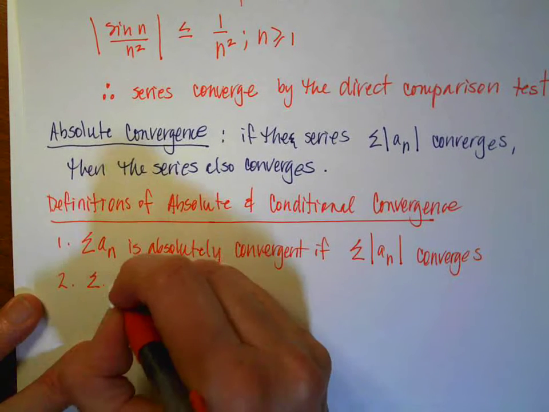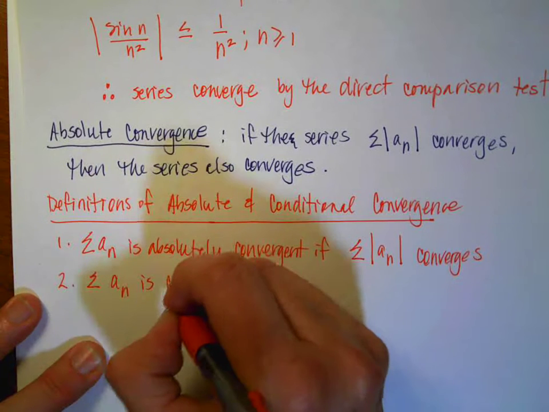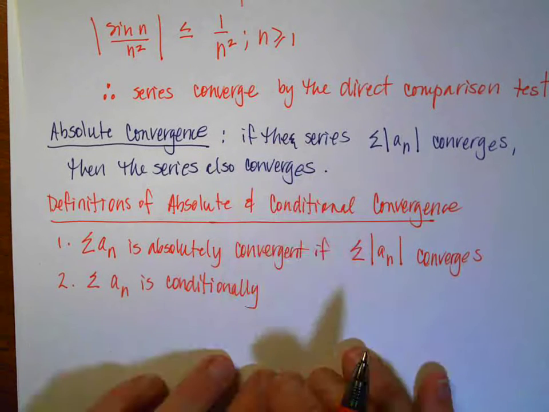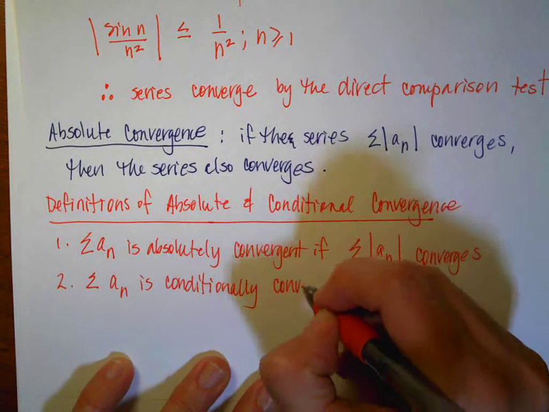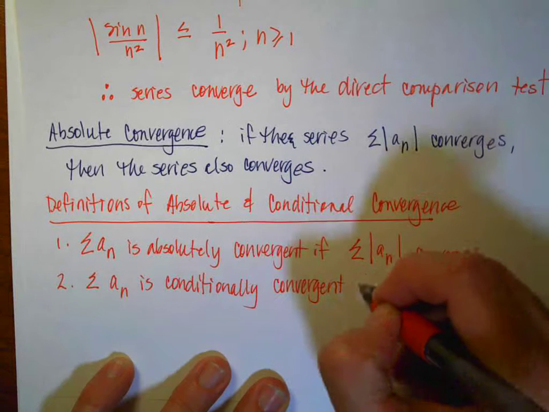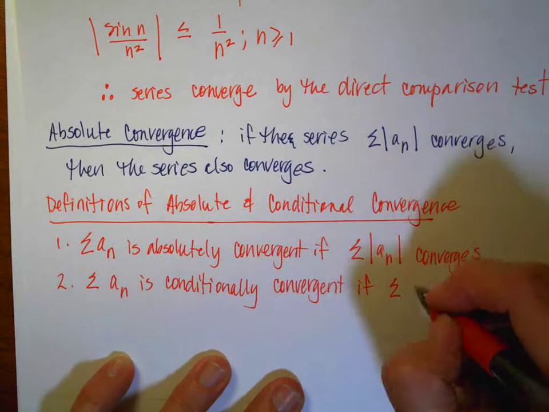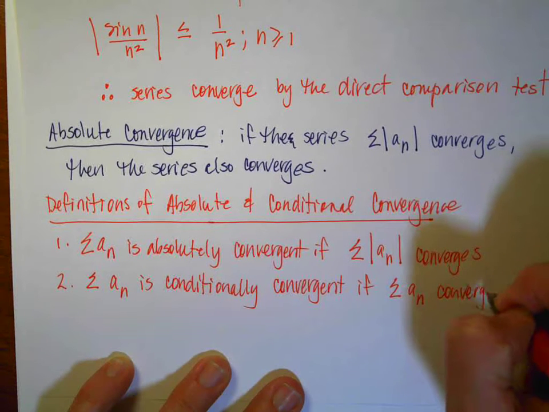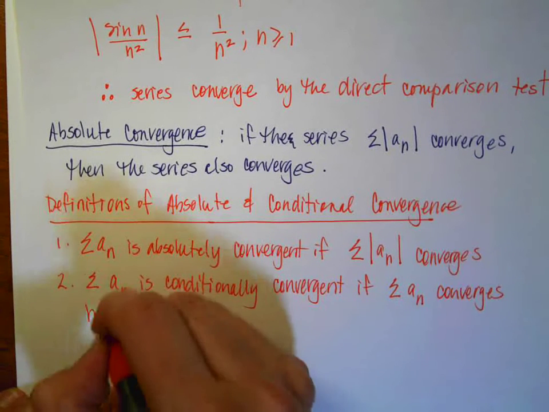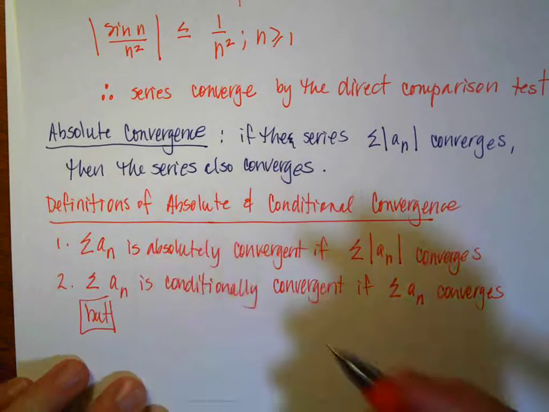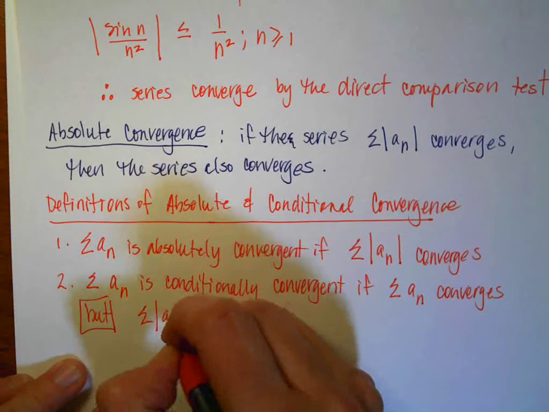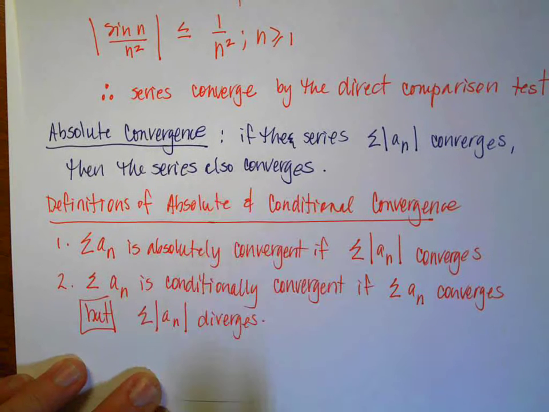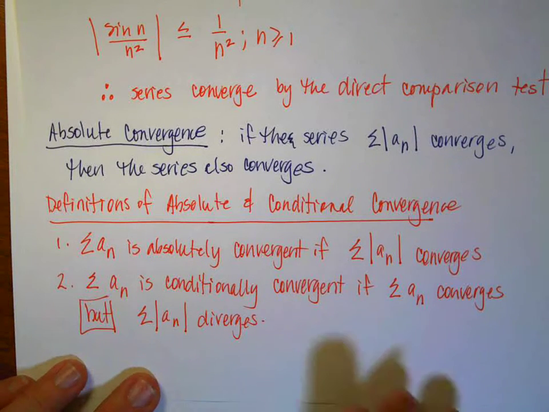And then the second statement is going to be the sum of a sub n is conditionally convergent, and I think it will make more sense after we do a couple of examples, if the sum of a sub n converges, but, and this would be why we have conditionally, the sum of the absolute value of a sub n diverges. Okay, so those would be our rules.